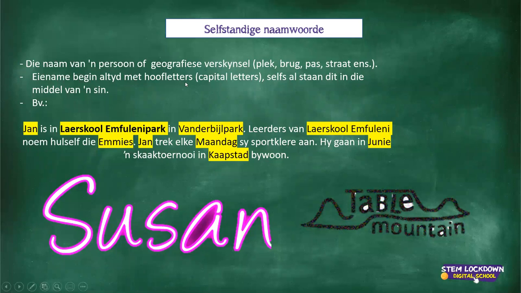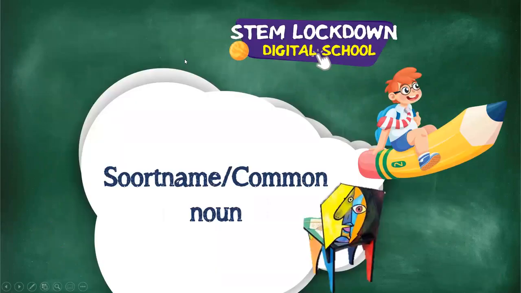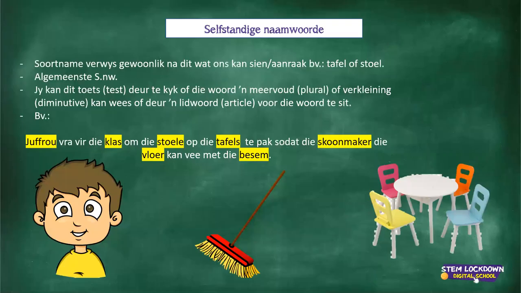The next one that we are going to do is soortname, common nouns. This is a very easy one to remember. It's all the things, your pen, your book, your table, your chair. And I've put in a picture here of a chair. Sien julle die prentjie daar? Dis 'n prentjie van 'n stoel, and most of you might know the artist Picasso, and that is a painting of Picasso that he's done in a chair. Okay, so that is things that I can see and touch. Common nouns, in other words.